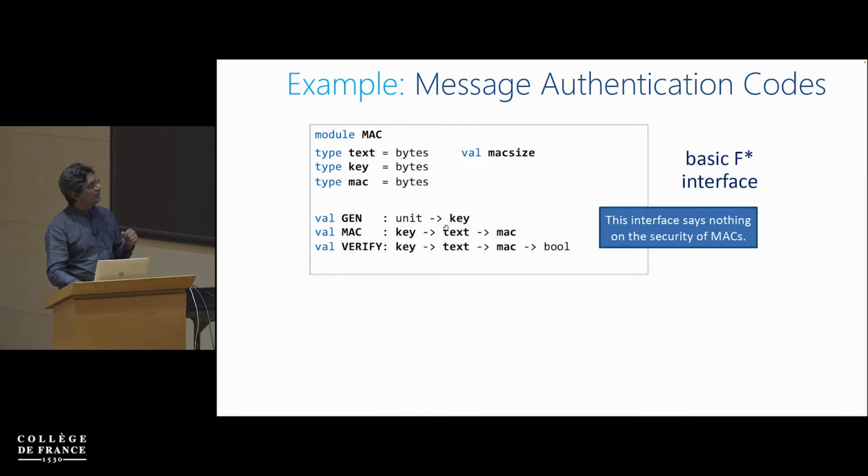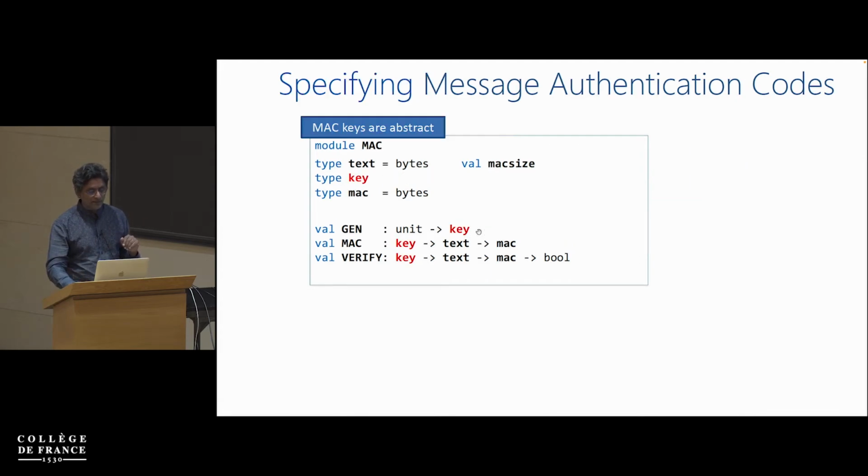One is gen, which generates a fresh key. Now this is cheating a little bit. This is a stateful function, and this needs to be stateful, but I'm going to cheat and just assume it can be written like this. There's a MAC function, which is going to take a key and a text and produce a MAC, and a verify function, which takes a key, a text, and a MAC and verifies whether the MAC is valid or not. Okay? This is the simplest way of writing the functionality of MACs.